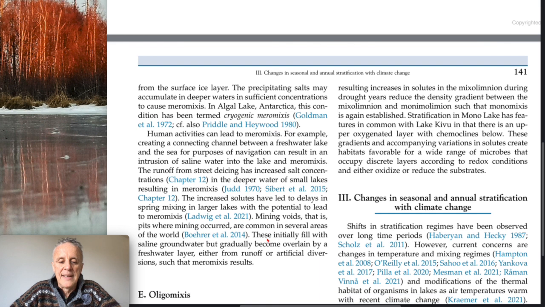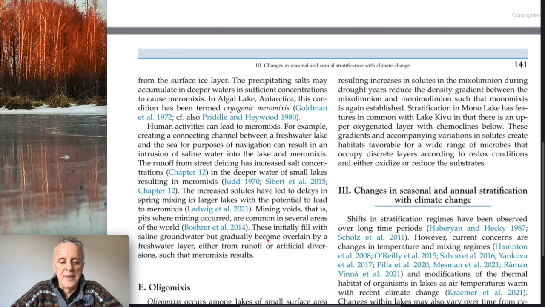Human activities can lead to meromixes. For example, creating a connecting channel between a freshwater lake and the sea for purposes of navigation can result in an intrusion of saline water into the lake and meromixes. The runoff from street de-icing has increased salt concentration in the deeper water of small lakes, resulting in meromixes. The increased solutes have led to delays in spring mixing in larger lakes, with the potential to lead to meromixes.